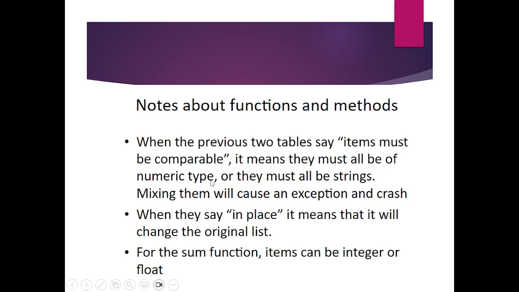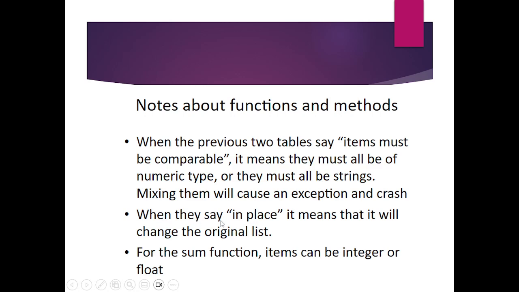Meaning of numeric type is integer, or they must all be strings. You cannot compare strings and integers or numbers. So when we say comparable, it means that this list is all integers, and this list is all strings. Mixing them will cause an exception and error. So we cannot mix a list of strings and numbers if we are going to compare them.